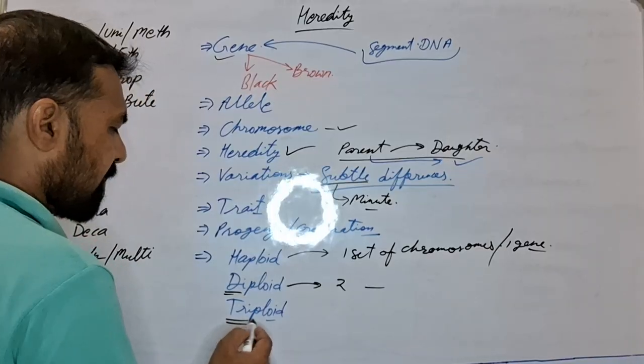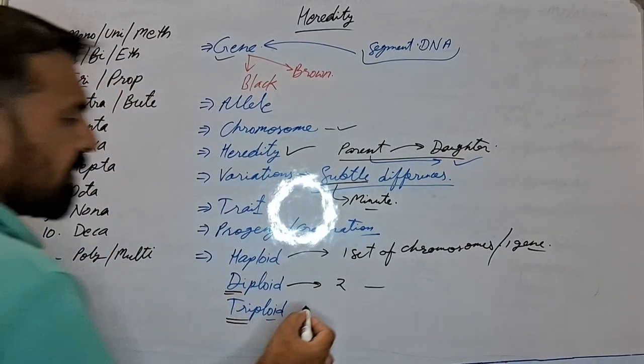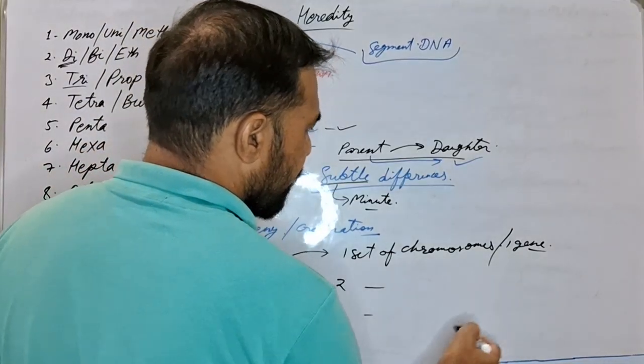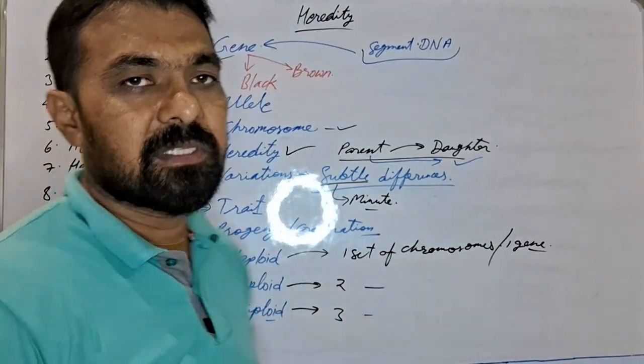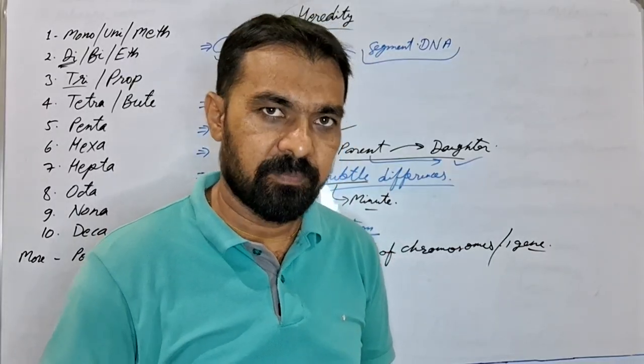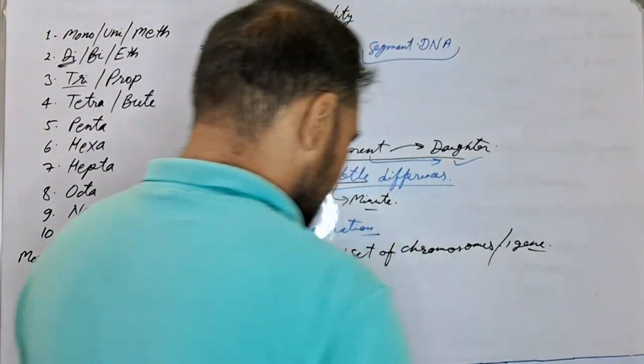Triploid cell, as the term represents tri, it means three. It is the cell in which three sets of chromosomes are present, or we may say that three genes are present to control one specific character or one specific feature. These are the three terms.